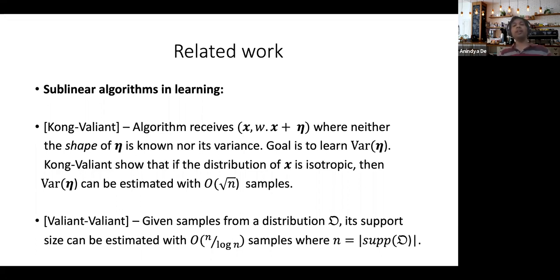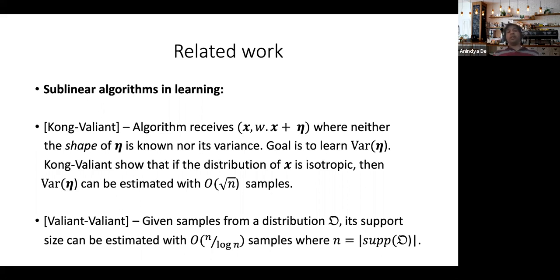So for example, there's a recent result of Kong and Valiant from a couple of years ago now, where the algorithm receives labeled samples of the form x comma w dot x plus eta. So similar to us. But the distribution of the noise eta is not known. You do not tell the algorithm, hey, this is a Gaussian, or a Poisson, or a uniform random variable. You do not say anything, just that the noise is independent of the data.